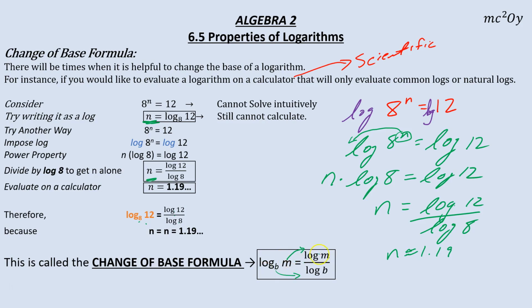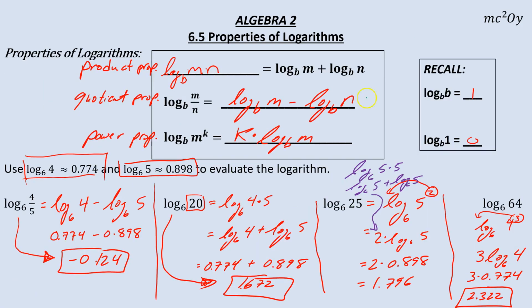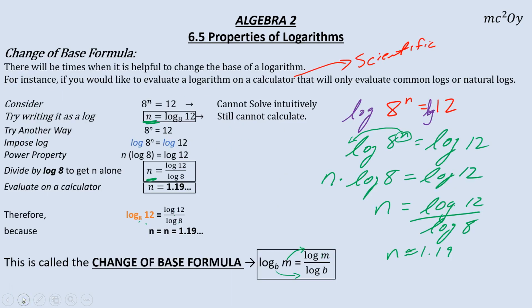A single log becomes two logs. So please don't confuse this with the quotient property. Remember, the quotient one says that you are dividing and you'll have a single log. So don't confuse it with this property. You don't want to confuse those two. Notice the quotient property just has a single log, whereas the change of base has log over log.